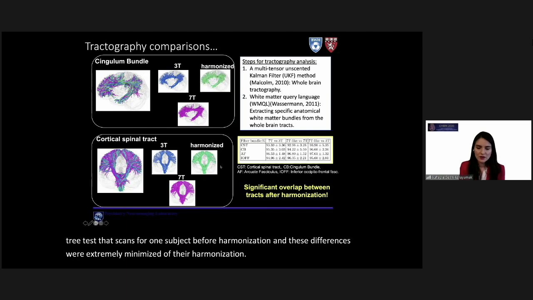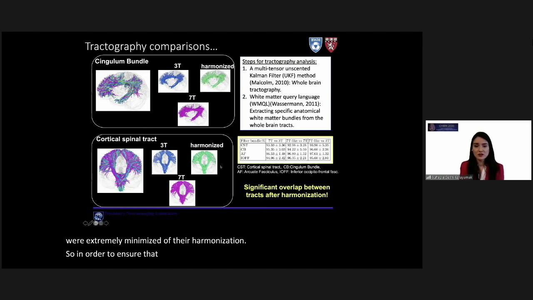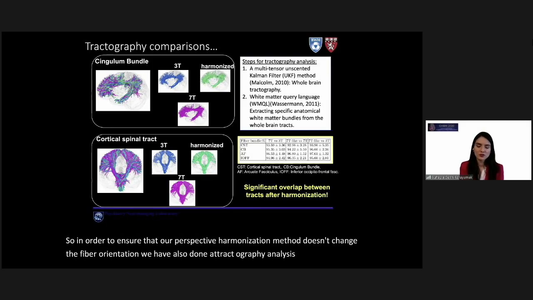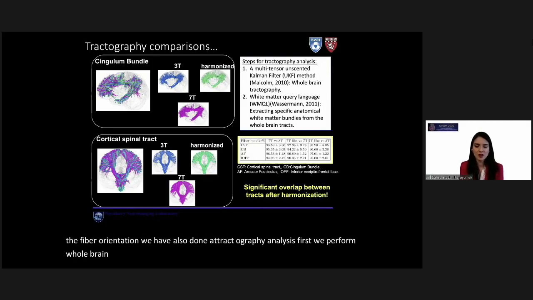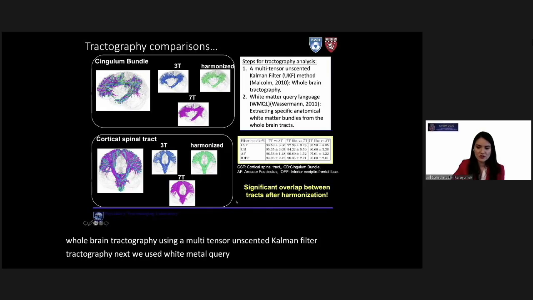So in order to ensure that our prospective harmonization method doesn't change the fiber orientation, we have also done a tractography analysis. First, we perform whole brain tractography using a multi-tensor unscented Kalman filter tractography. Next, we use the White Matter Query Language to extract specific anatomical white matter bundles from the whole brain tracks. You can see the White Matter Query Language results for the cingulum bundle and corticospinal tract.